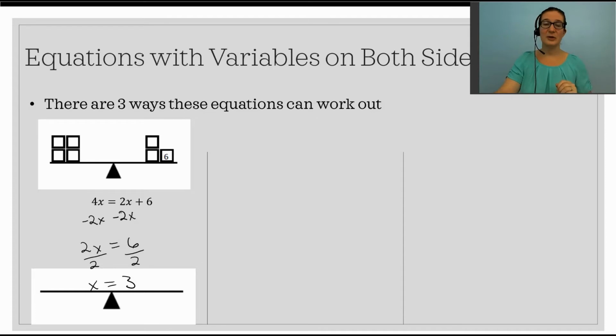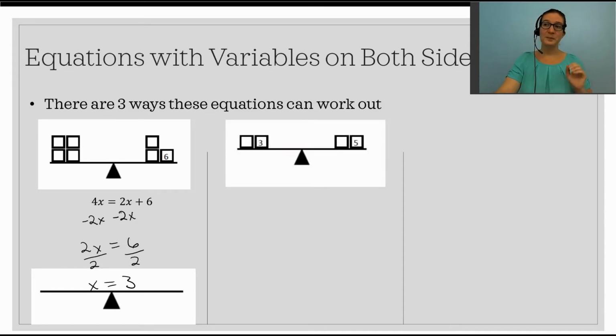So those are the ones that I really want to talk about today and focus on. Here's our next example. In this case, again, the box is representing what we don't know. It's the x. We don't know what value goes in there yet. So I end up with x plus 3 equals x plus 5.